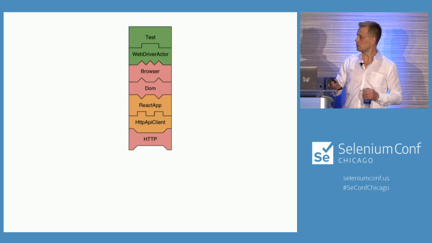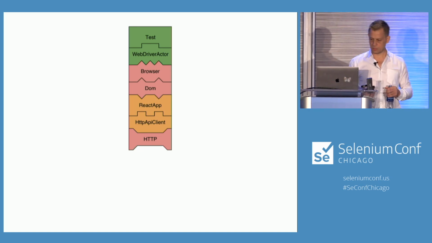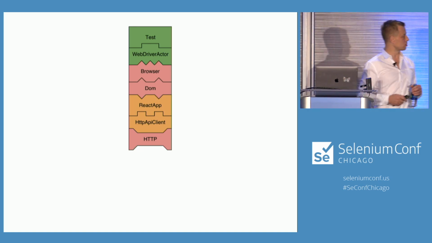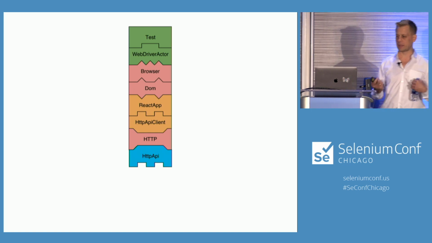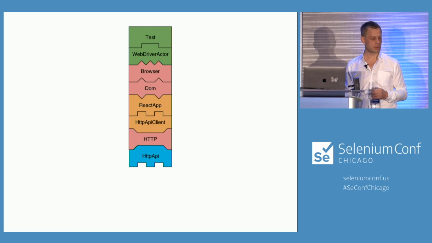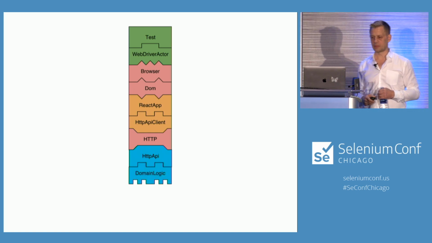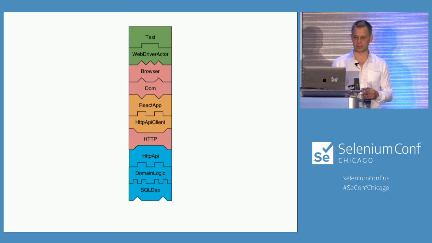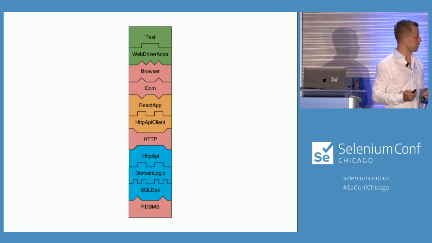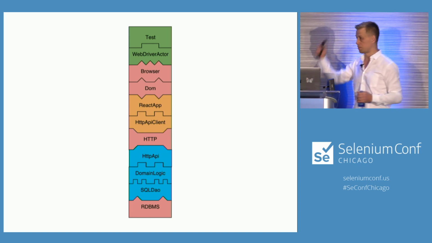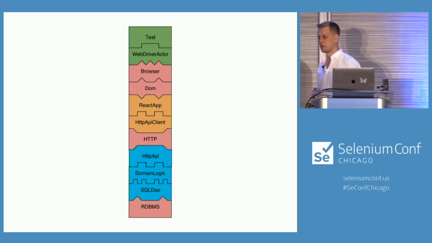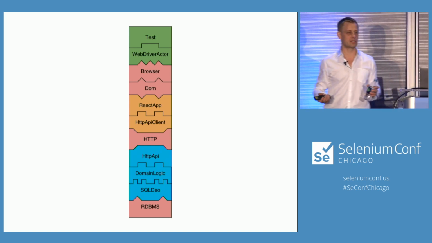So, yeah, so this HTTP API client talks HTTP to some sort of back end that receives HTTP requests, which finally interacts with some domain logic, and there's some DAO to talk to a database, and then there's a database at the bottom, right? So there's lots and lots and lots of layers. And people are wondering why the tests are slow.